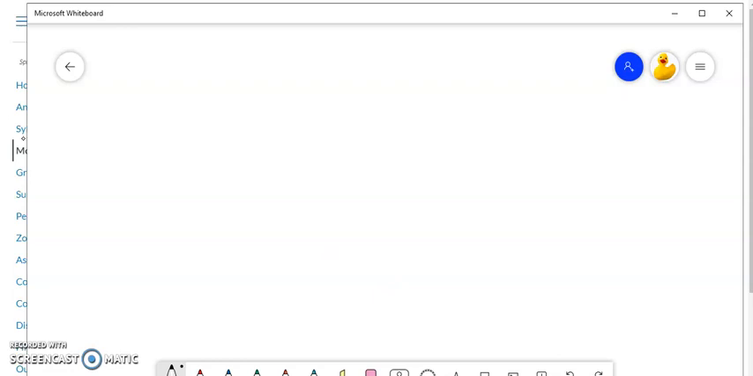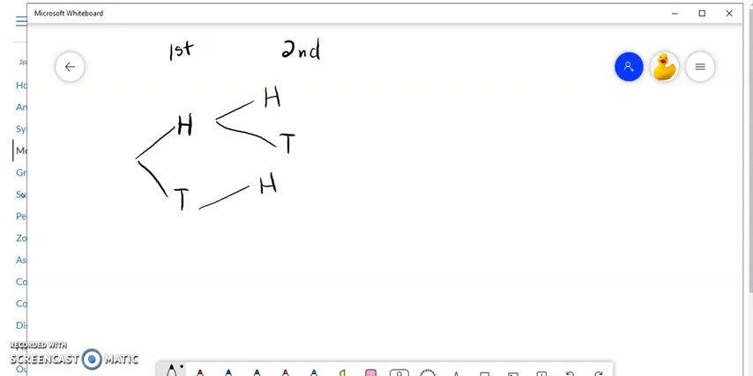We start off with our first toss, and we can get either a heads or a tails, right? So here's our first toss. And then our second toss: if I rolled a head on my first one, I could then also have rolled a heads the second time, or I could roll a tails. Or if I'd rolled a tails on the first one, I could have then rolled a heads, or a tails here. Okay, so these are my combinations.